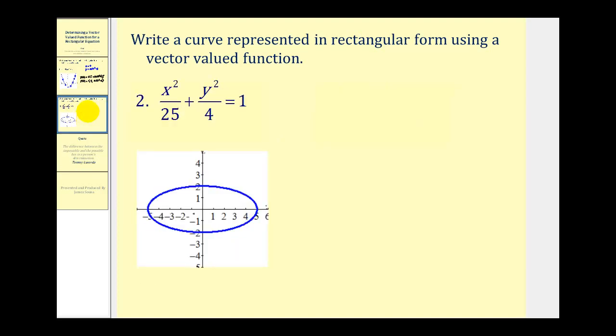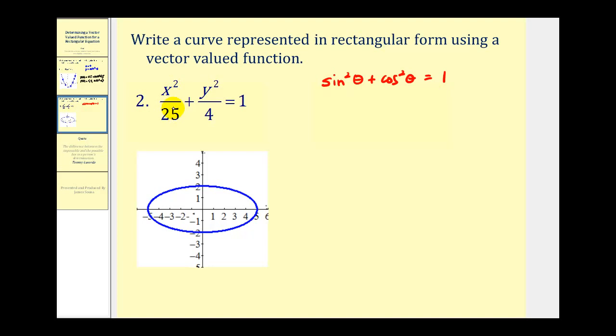Here we want to write the equation x squared divided by 25 plus y squared over 4 equals 1 as a vector-valued function. First, we should recognize this as an ellipse as we see sketched here. The next thing we have to remember is the trig identity that sine squared theta plus cosine squared theta is equal to 1.